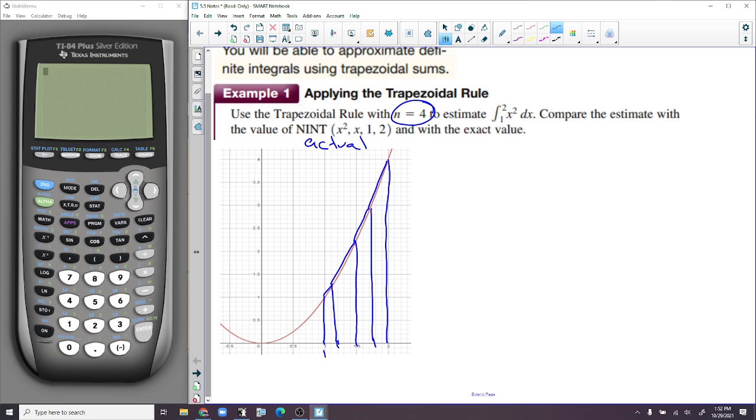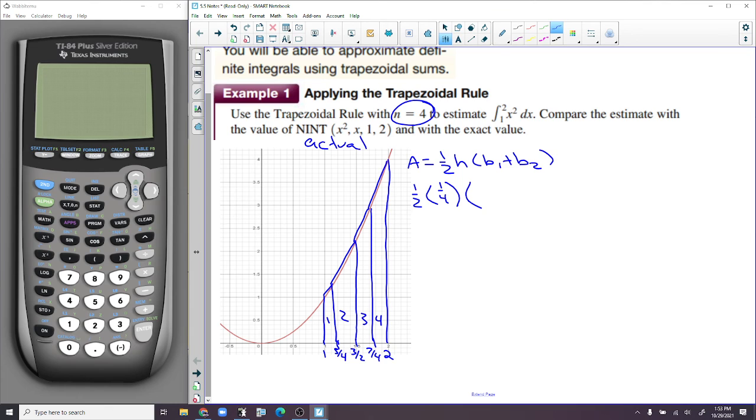Now this is 4 fourths, this is 5 fourths, 6 fourths, 7 fourths, and 8 fourths. So it's really fourths. Those are x values. The area of a trapezoid is 1/2 times the height times base 1 plus base 2. So we have 1, 2, 3, 4 trapezoids. Let's get the area of the first one. That's going to be 1/2. The height is actually 1/4, from 4 fourths to 5 fourths. So 1/4 is the height.